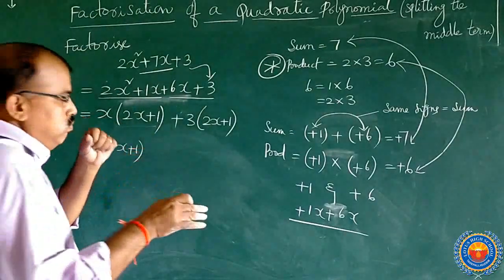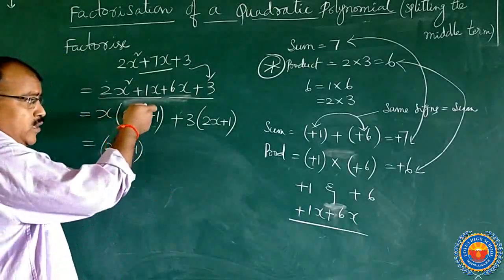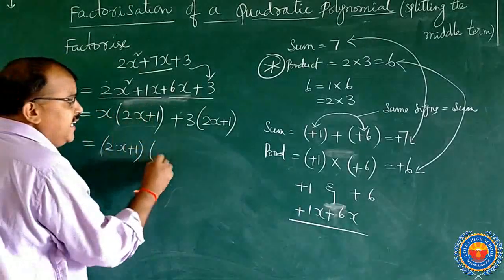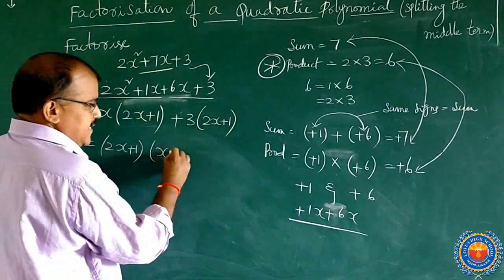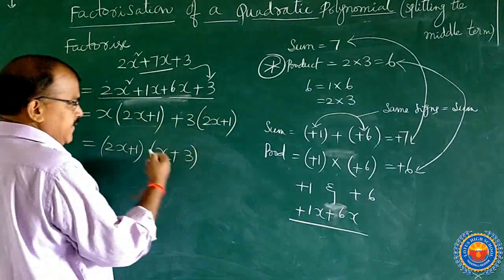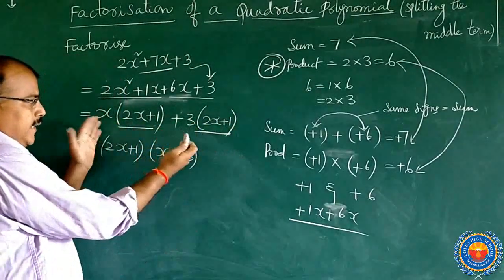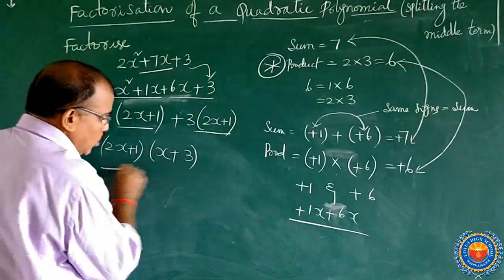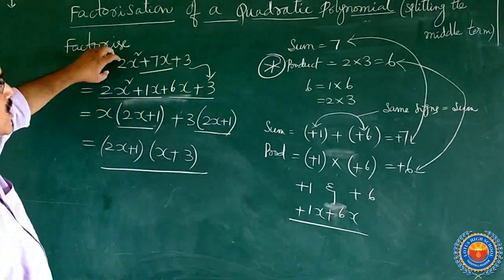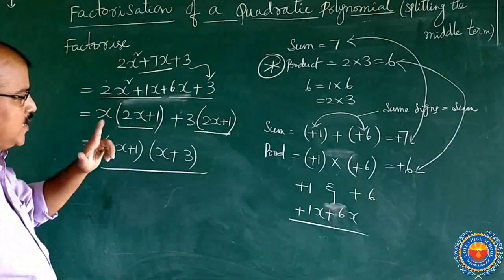Now this full divided by 2x plus 1: 2x plus 1 cancels, x is left over. Plus this full divided by 2x plus 1, that will be cancelled, 3. Otherwise directly you write 2x plus 1, and what is left over, x plus 3, you can write here. Now this is the answer for 2x square plus 7x plus 3. The factorization is 2x plus 1 into x plus 3.